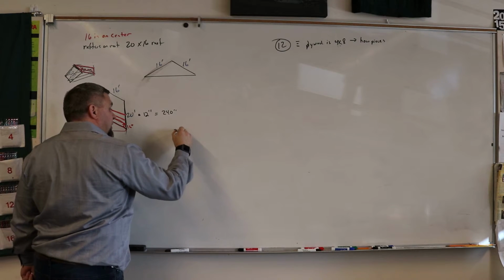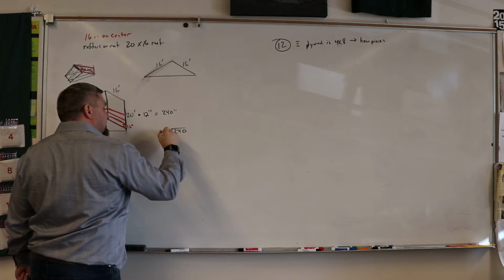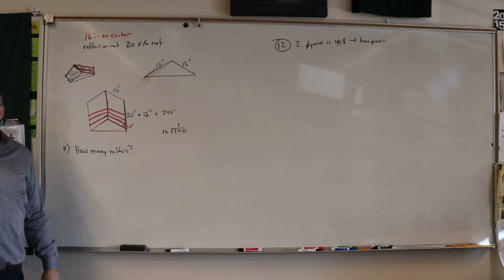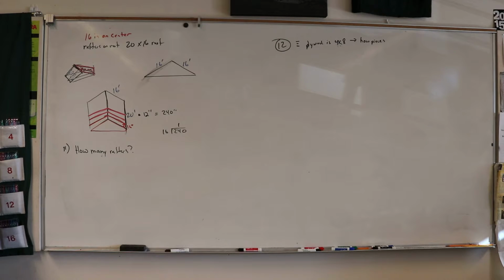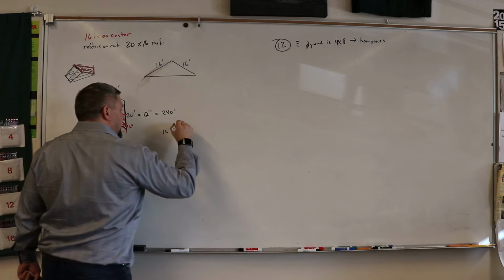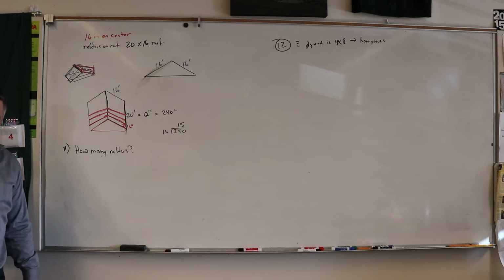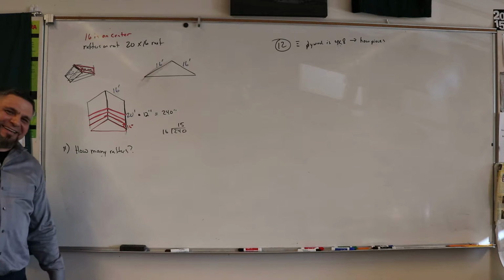You take 240, right? And divide it by 16. We know it goes in once, with 8 left over. And 16 goes into 80 five times. Perfect. So that means we need 15 rafters, right? No. Wrong. Why are you telling me lies here?